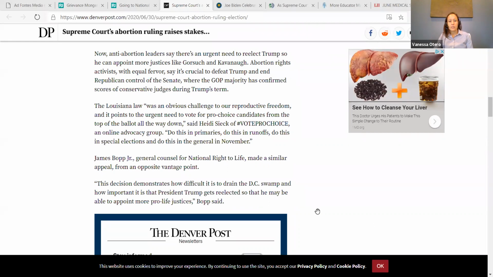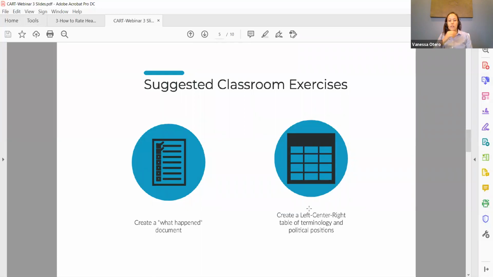I also suggest that you create a left, center, right table of terminology and political positions, especially if your students are unfamiliar. I saw in the chat there was some discussion of whether high school students are familiar with the left-right positions on these things. And as you go along, there's lots to discuss on what kind of terminology is used left and right when it comes to abortion. Same thing with political positions. And you could even keep a running list of this in class over the weeks and months and really develop a body of knowledge for your class over the semester or the year.